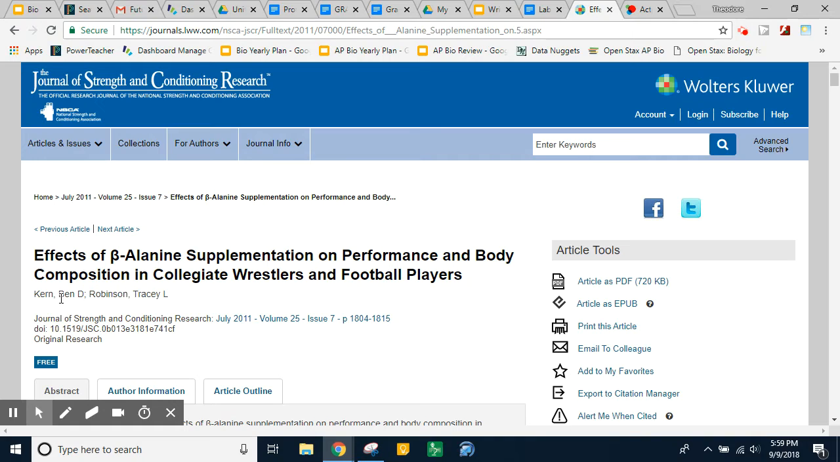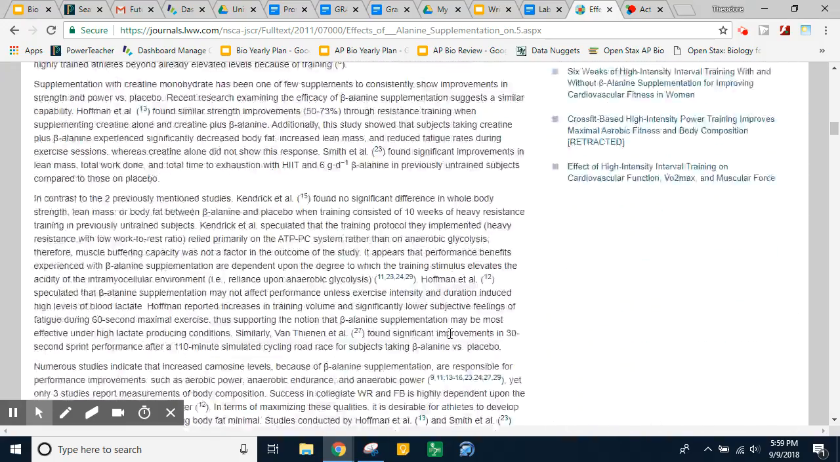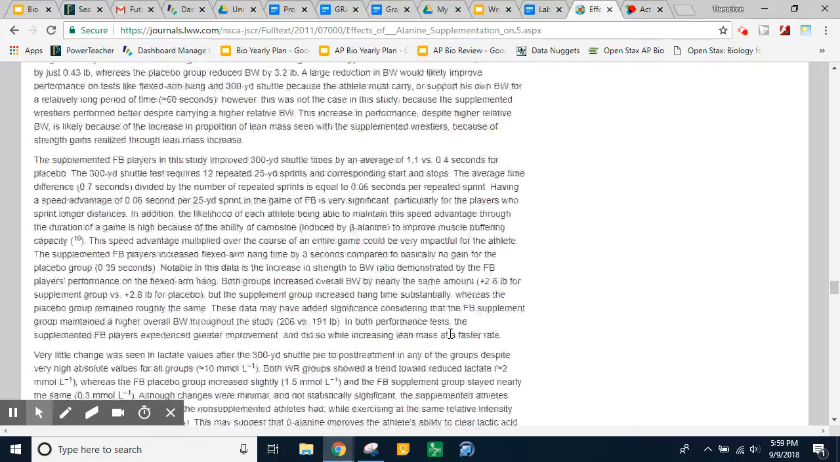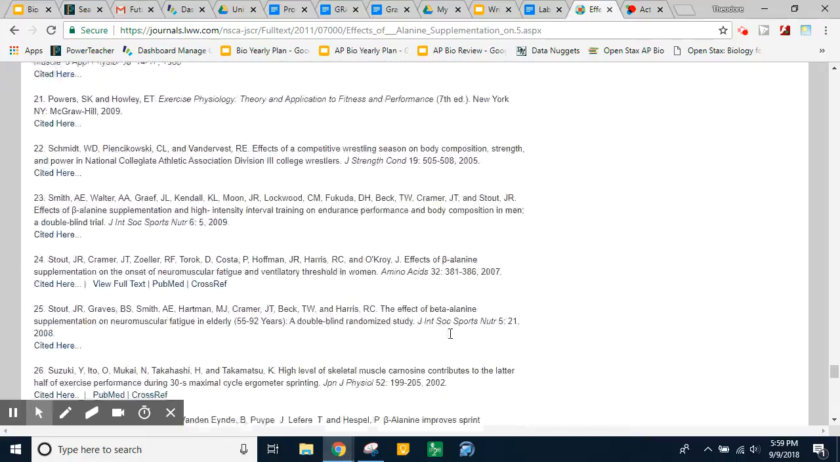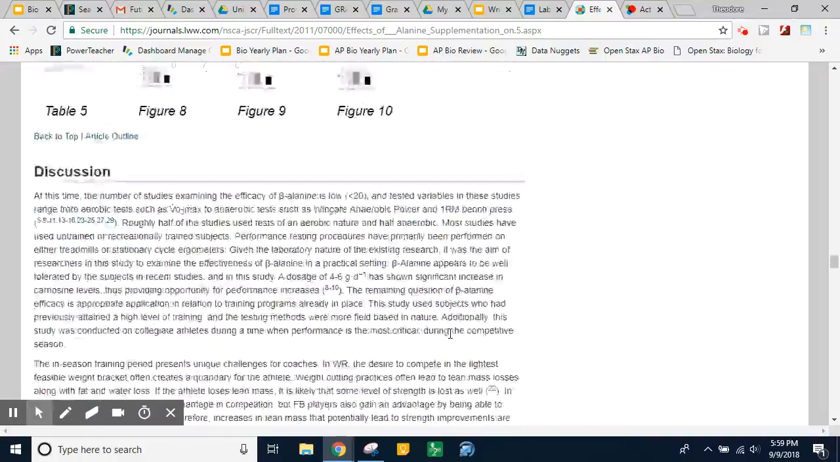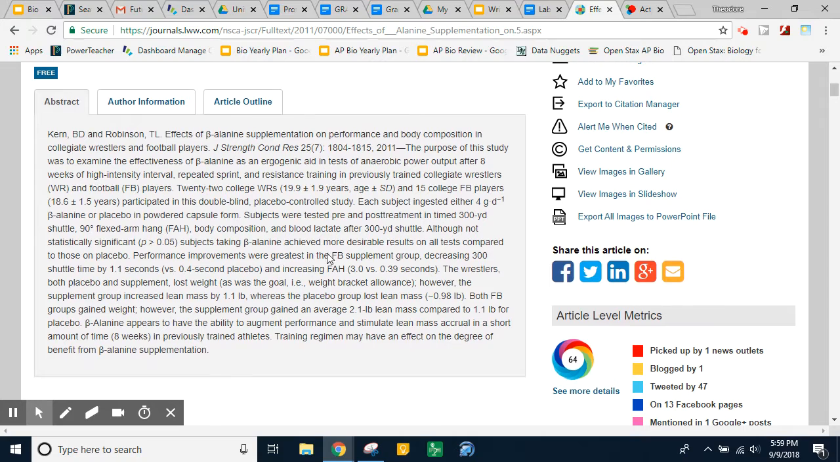So this Ben Kern was my professor, and this was published in the Journal of Strength and Conditioning Research. Before you get into the entire research here, which would be an investment in the amount of time it would take to read the entire thing, the first thing you would look at is the abstract.